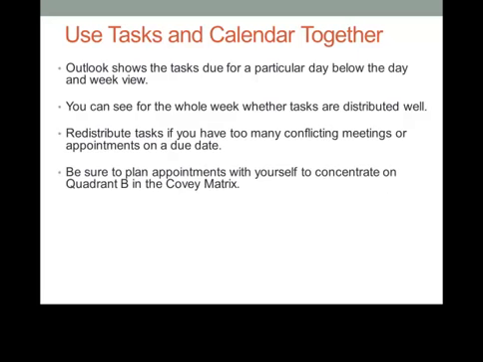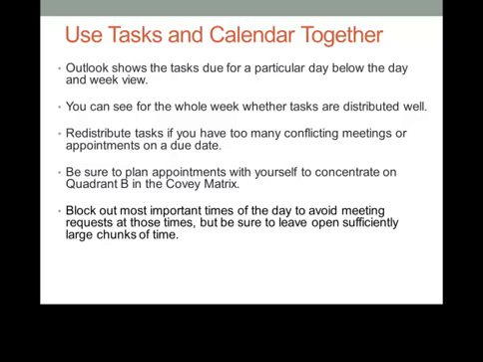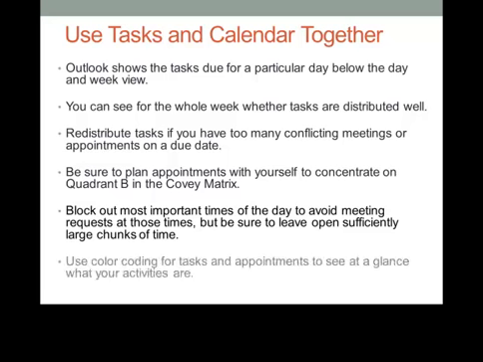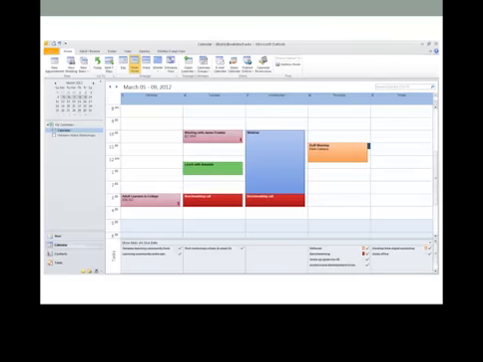Be sure to plan appointments with yourself to concentrate on Quadrant B in the Covey matrix. Block out most important times of the day to avoid meeting requests at those times, but be sure to leave open sufficiently large chunks of time. Use color coding for tasks and appointments to see at a glance what your activities are. Here's an example of what a week might look like, color-coded and with the tasks on the bottom.